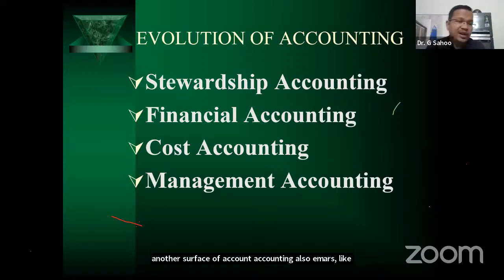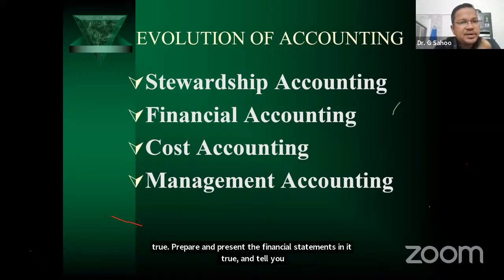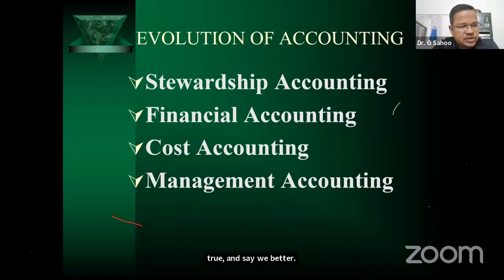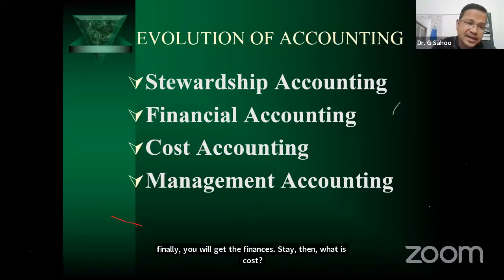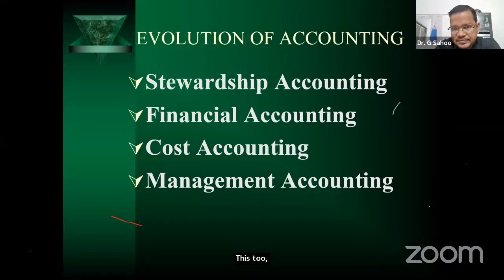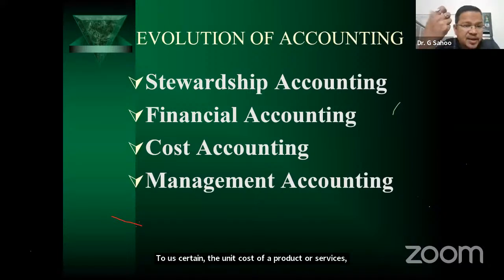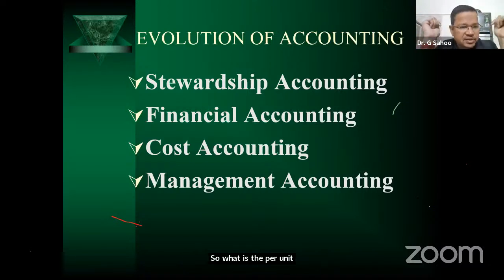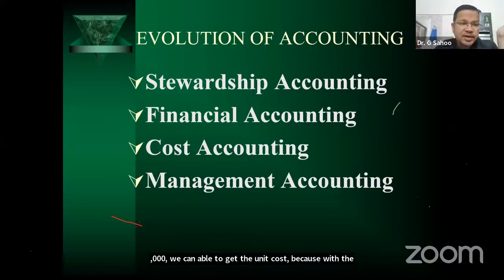So what is financial accounting? The main objective of financial accounting is to prepare and present the financial statements in a true and fair view manner. What is a financial statement? The financial statement is the output of financial accounting. It records all the business transactions and events through various processes, and finally we get the financial statement. Then what is cost accounting? Due to limitations in financial accounting, these 2 subfields, cost accounting and management accounting, emerged. Cost accounting deals with ascertaining the unit cost of a product or service. Let's say during a particular period, one manufacturing concern is producing 5,000 units and the total cost is 50,000. What is the per unit cost? 50,000 divided by 5,000, we can get the unit cost, because with the help of financial accounting we cannot get the unit cost of a product.